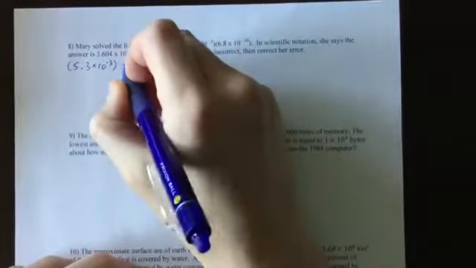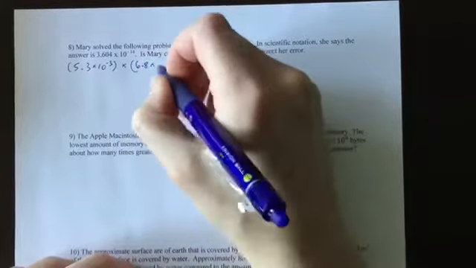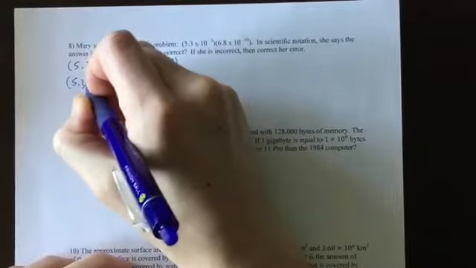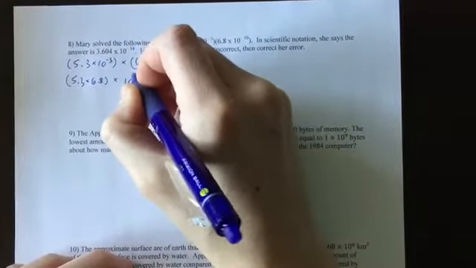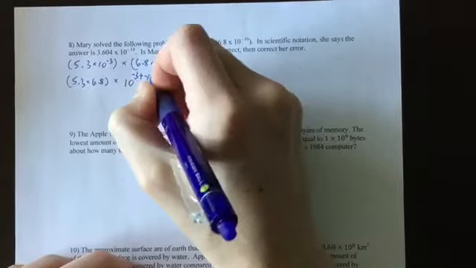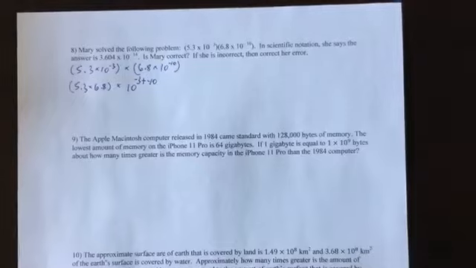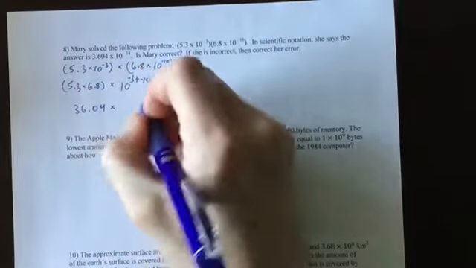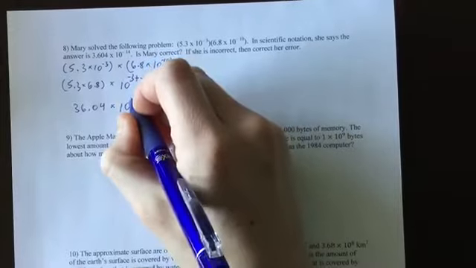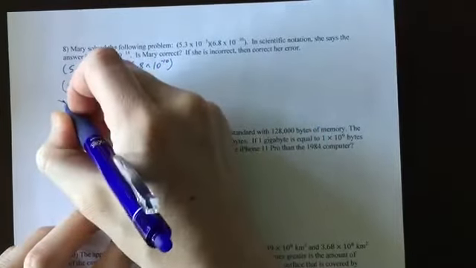So let's see. 5.3 times 6.8 times 10 to the negative 10th. So put our significands. Powers of 10, remember, keep the base, add the exponents. So let's say 5.3 times 6.8 is 36.04 times 10 to the negative 3 plus negative 10 is negative 13. Not in proper scientific notation form.